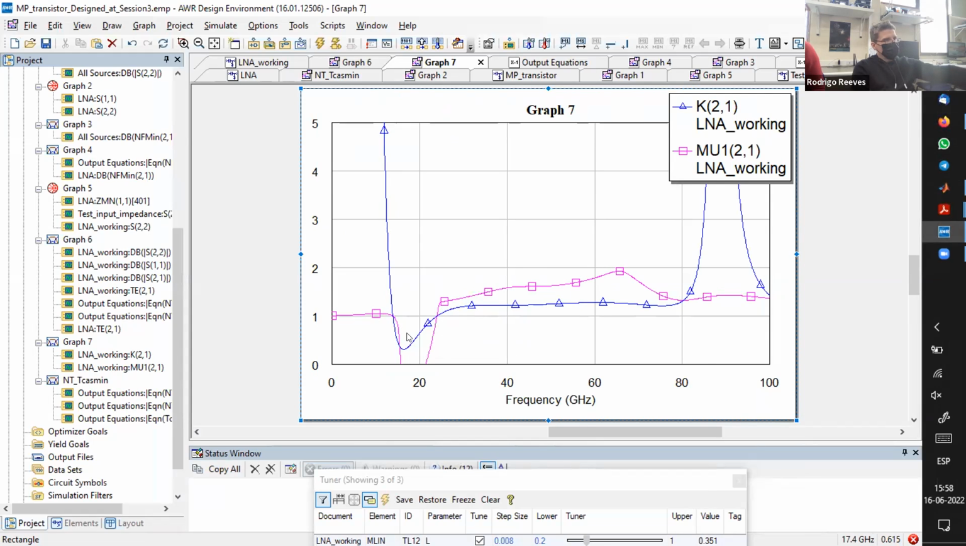Trying to boot up my computer, but it's a black screen. Nice. Okay. Now it's doing something.